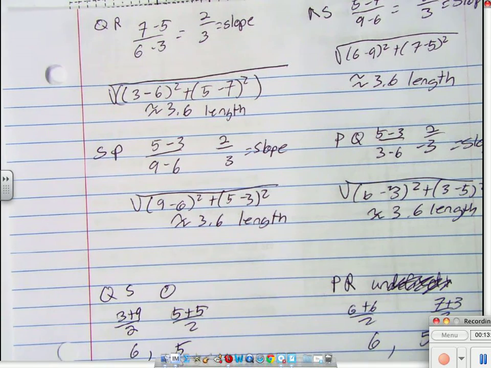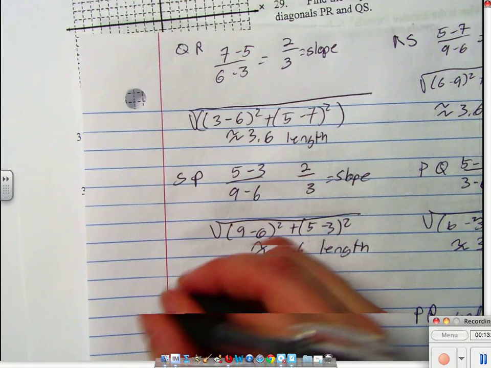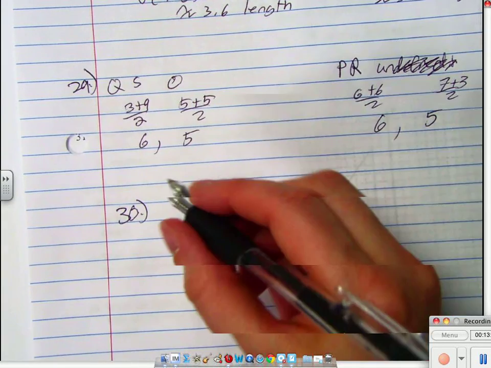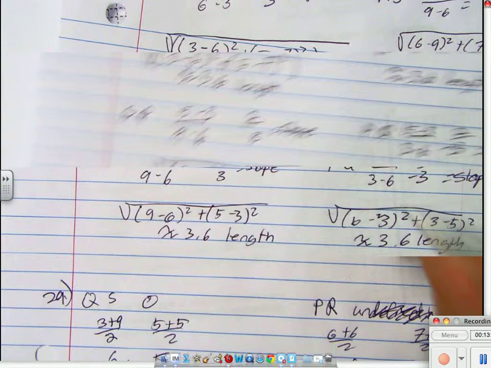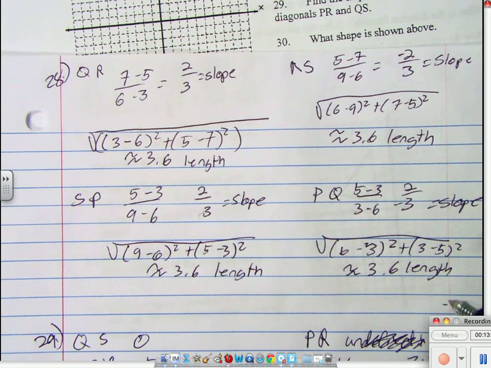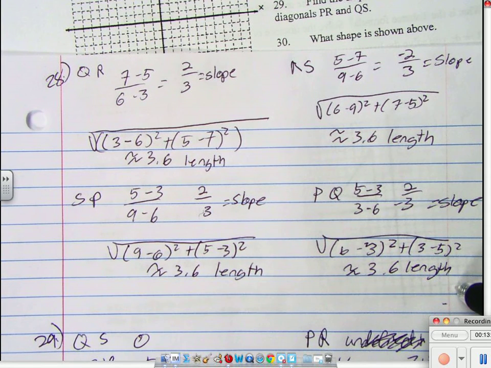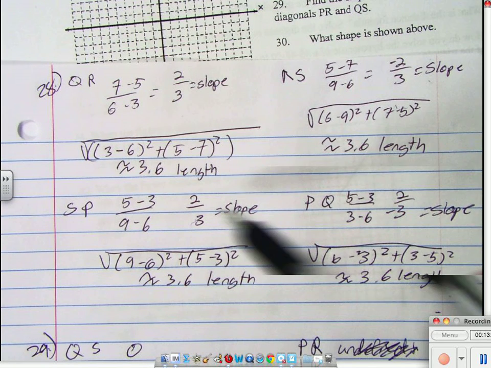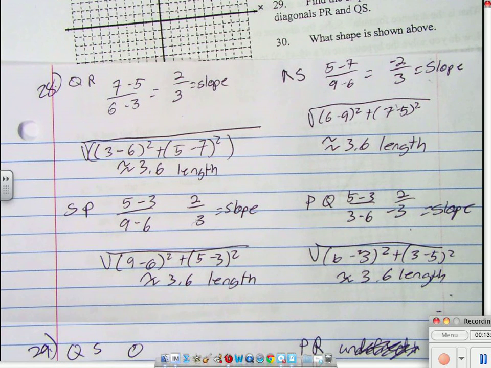Okay, so what shape is it? All my sides, this is number 29. All of this is 28, 30. What shape is it, guys? It is a rhombus. We know this because opposite slopes are the same. So it's parallel. All the lengths are the same. So it makes me think it's either a rhombus or a square, but I don't have the slopes being opposite reciprocals. Therefore, it has to be a rhombus because I don't have perpendicular corners.